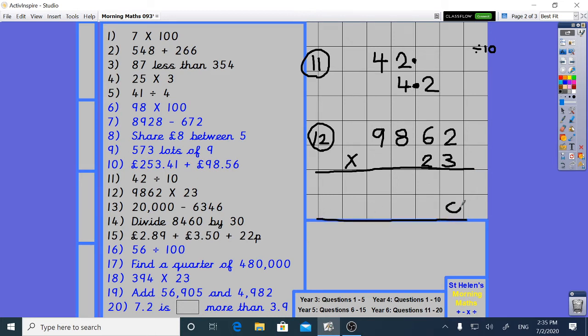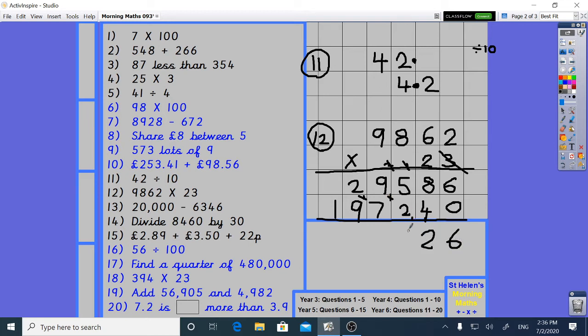Let's place this 0 so I don't forget. 3 times 2, 6. 3 times 6, 18. 3 times 8, 24, plus 1, 25. 3 times 9, 27, plus 2, 29. Cross those out. Crossed out because I've done that. 2 times 2, 4. 2 times 6, 12. 2 times 8, 16, plus 1, 17. 2 times 9, 18, plus 1, 19. Don't need those.